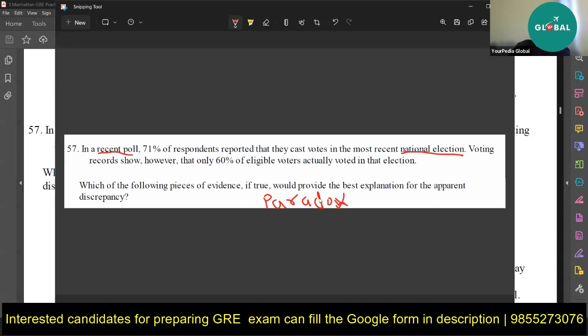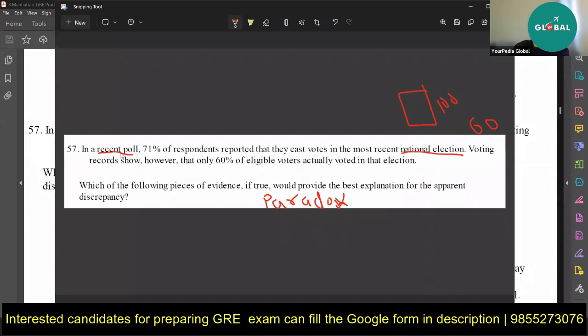So the thing is, why is this paradox here? In a recent poll, some polling is done, and this is the result of that polling. Here the actual results are there, like voting records. For example, there is one city. I would say there are 100 people. So voting records show that out of these 100 people, only 60 cast their vote this time.